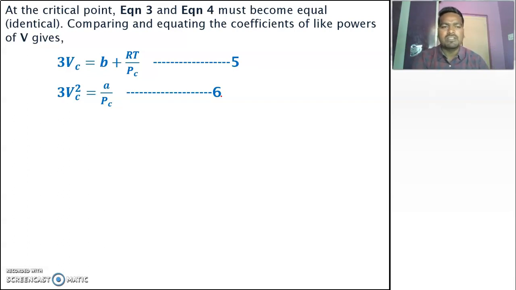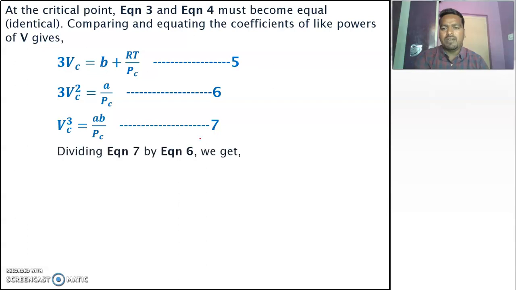So consider this equation as 6, and equate the constants. So Vc cube is equal to AB by PC. Take this equation as number 7. Then divide equation 7 by 6. Dear student, you do this simple mathematical operation in your book. If you simplify, you are going to get Vc is equal to 3B, that is, critical volume is equal to 3 into B.